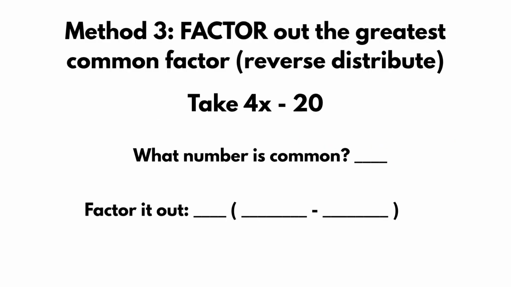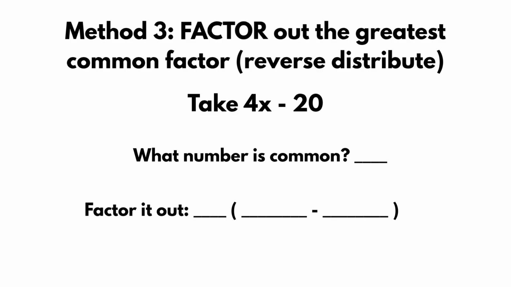Next, we can do the reverse and factor. Factoring is basically undoing multiplication by pulling out a factor that divides evenly into every term. Looking at 4x minus 20, the greatest common factor is 4. If we divide both 4x and minus 20 by 4, we pull that 4 outside the parentheses, leaving us with 4 open parenthesis x minus 5 close parenthesis.